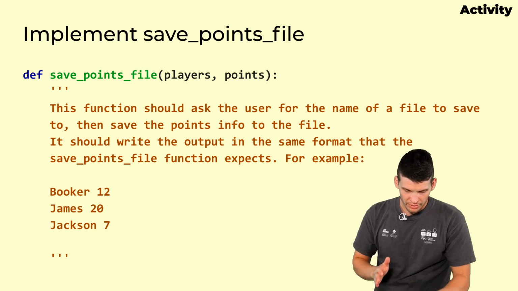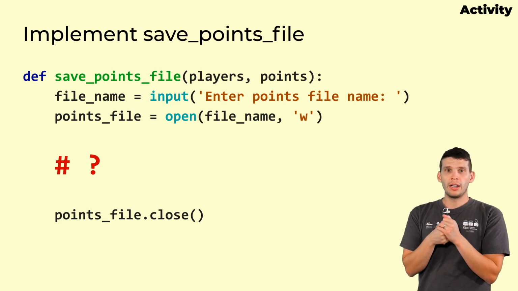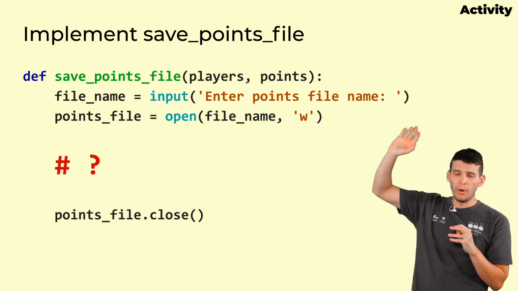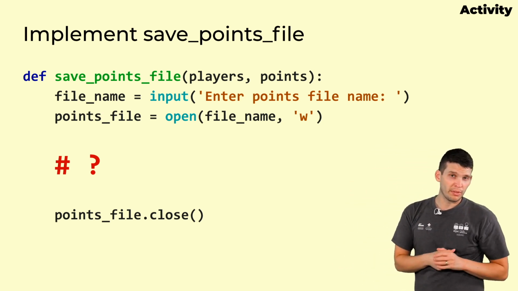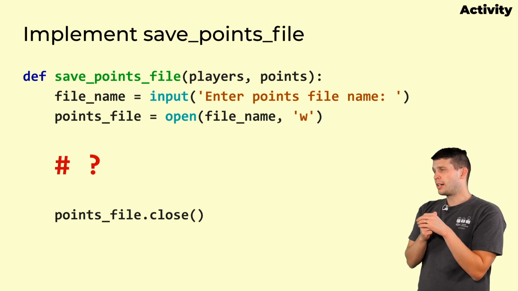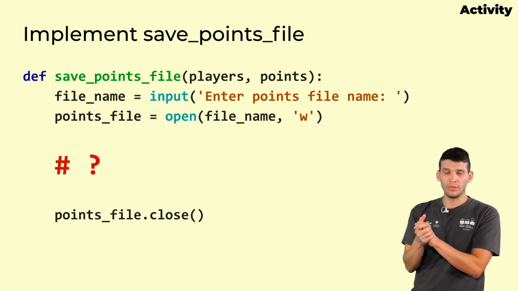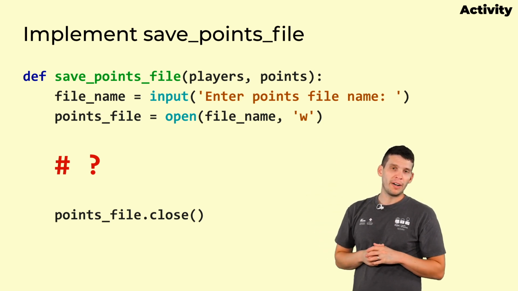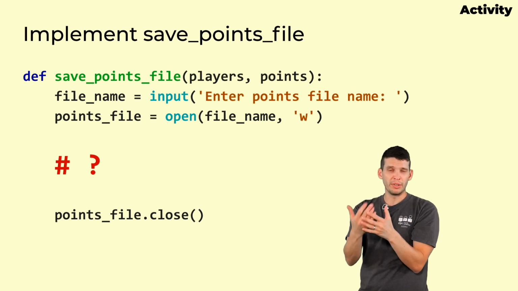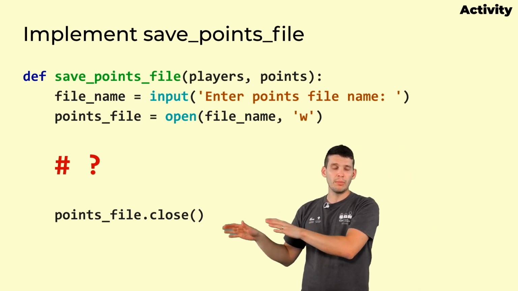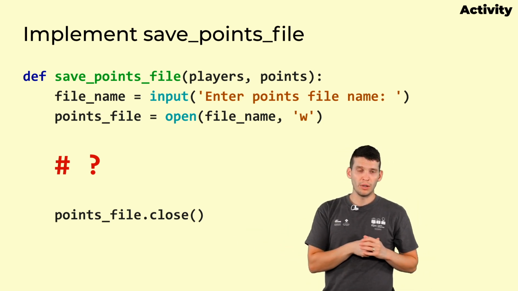So, let's think about this. What we would want to do first, well, it depends on how we want to implement it. One way to do it would be in this function to ask the user for the name of a file to save to, or we could have it saved to a default location, but for now we will ask the user for a name, and we'll open up that file in write mode. Now, we need to do some stuff in here to actually go through and save that information, but we know that at some point we're going to want to close the file once we're done with it, so we may as well put close in there.